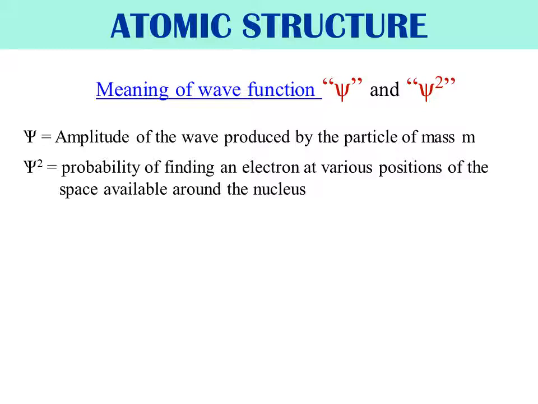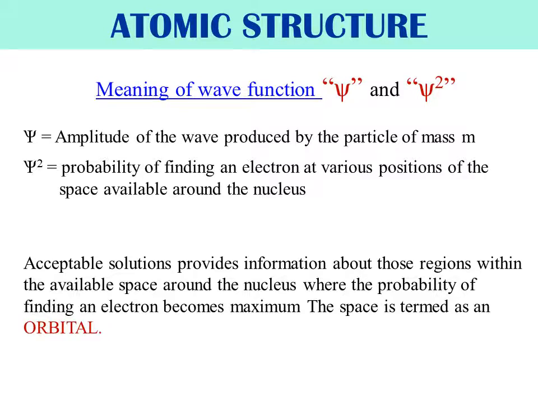If we have an amplitude, that means we have a curve, like the Gaussian distribution curve, where the central part has the highest probability. Now if that is squared, that area will get double. So that gives us the information that the maximum at that particular position will have the highest probability of finding an electron within a particular space available around the nucleus.